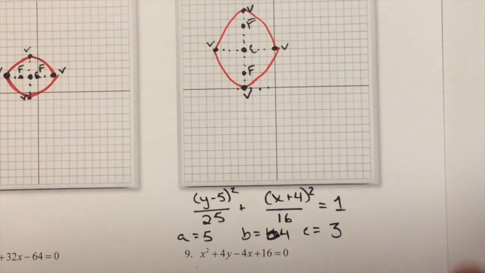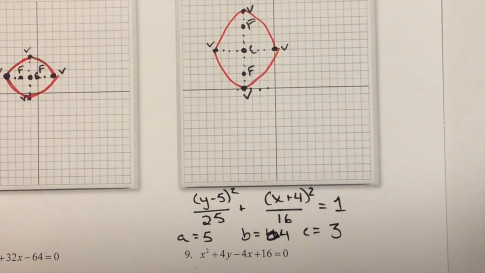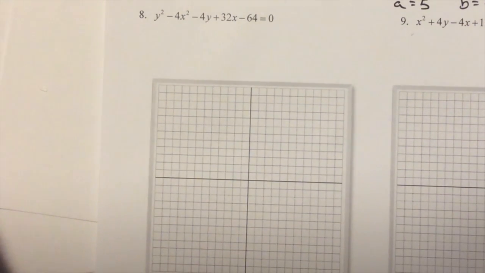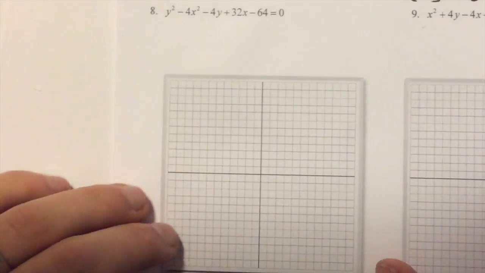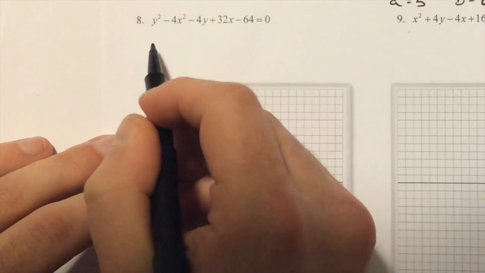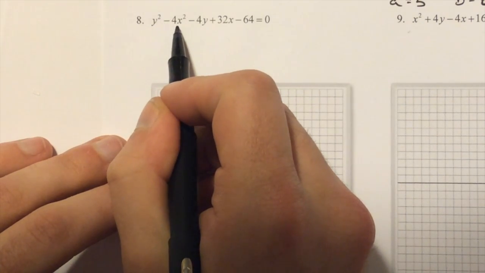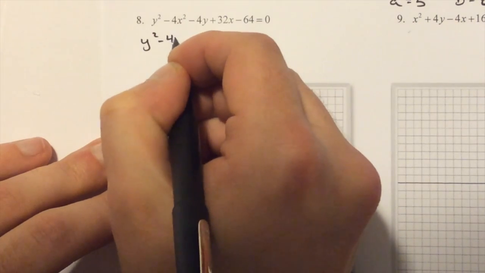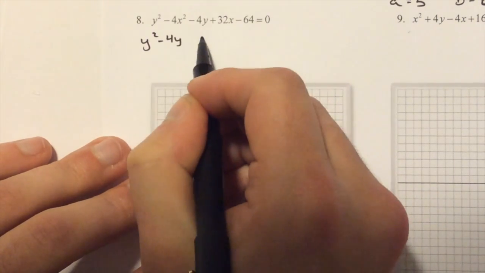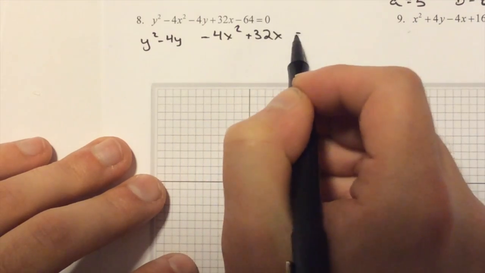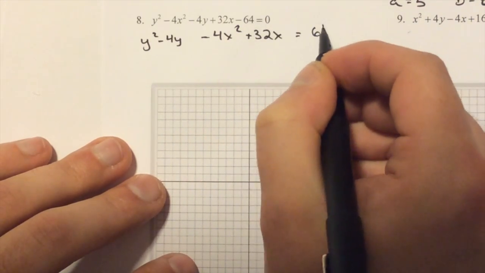So now we've had 2 ellipses. If you can take a guess, we're probably going to have 2 hyperbolas. So let's work our way through these last 2 problems, knowing that there's not a whole lot of space. So step 1, get the y's together, the x's together. So I have y squared minus 4y. Get those together. Then I have -4x squared plus 32x equals, move the number to the other side, 64.